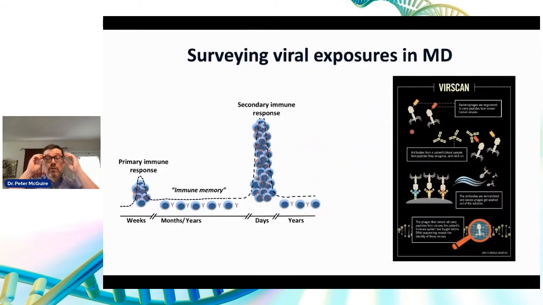Okay, so, understanding how the immune system actually works, can we use this knowledge in any way to understand what's going on in individuals or children with mitochondrial disease? Can we look at the production of antibodies against various viruses? I'm going to show you some data from a study that we did using a platform called VirScan. VirScan is a way of fishing out antibodies from the blood against different viruses.